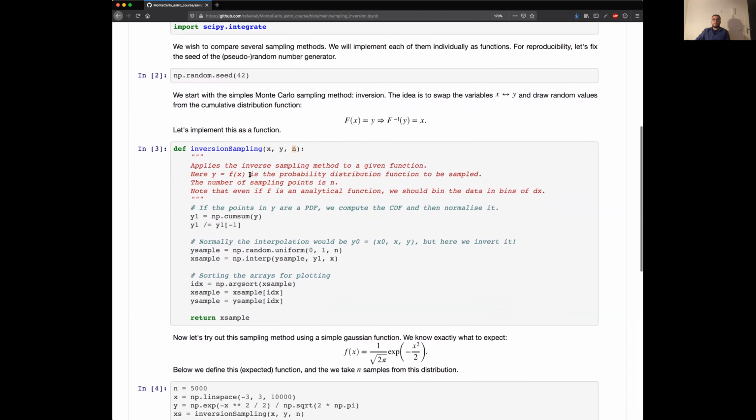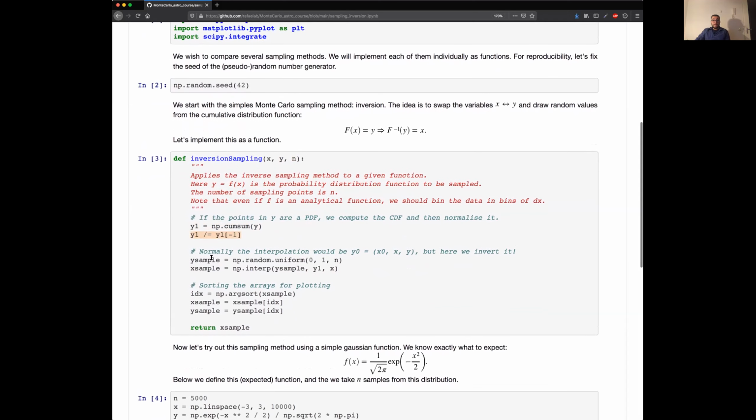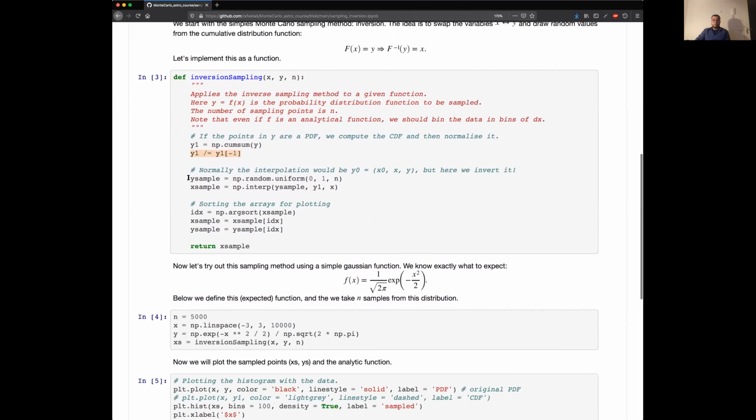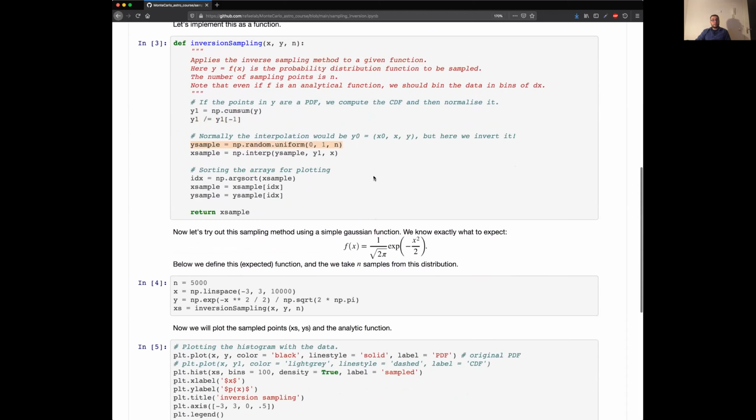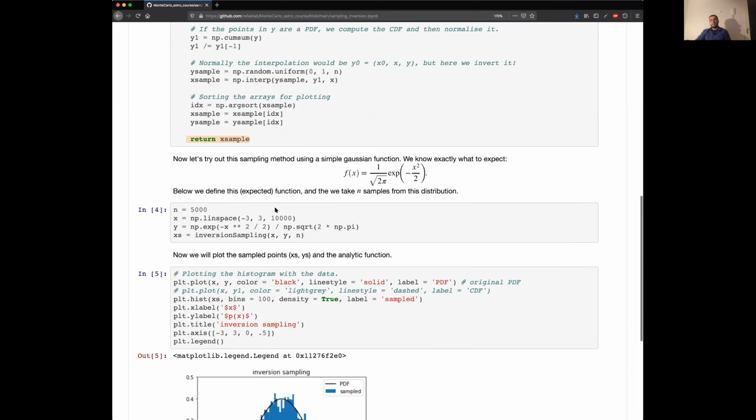So in the inversion sampling, we pass the probability distribution function, which here is y, and we compute the CDF from the PDF. We just ensure that it's normalized by doing this. And then, in this particular case, we select a random number between 0 and 1. And then we look at the x-intercept of the random number we just generated. That gives us the x sample. And then we return it.